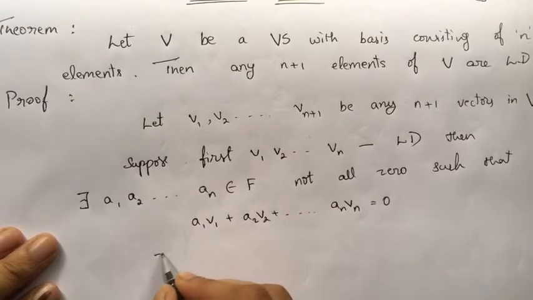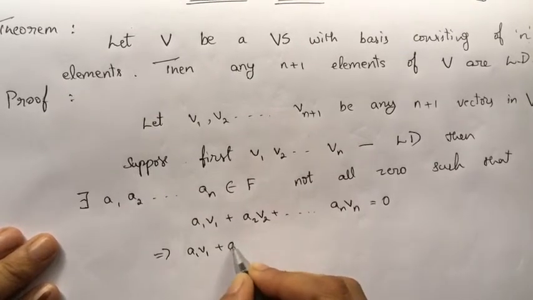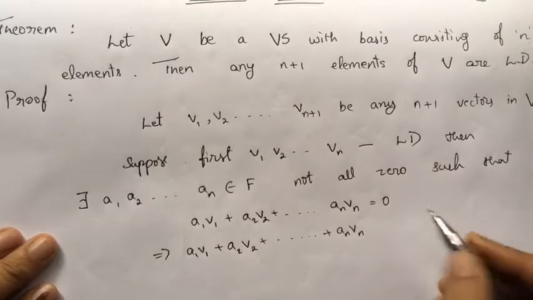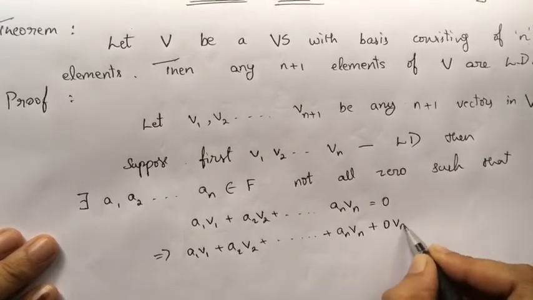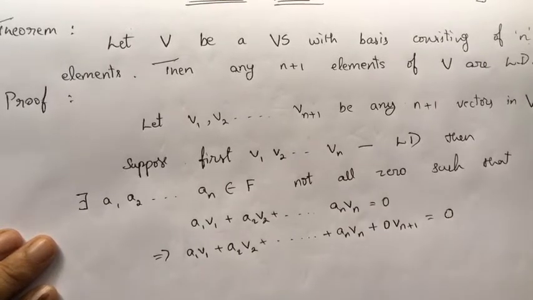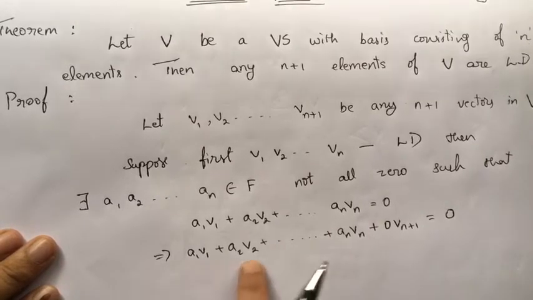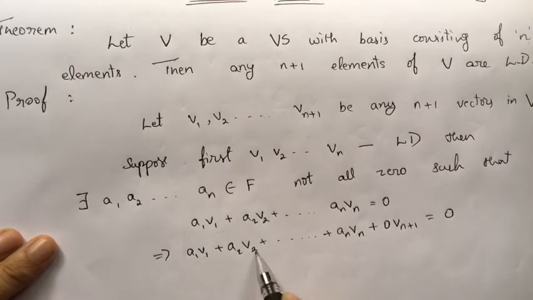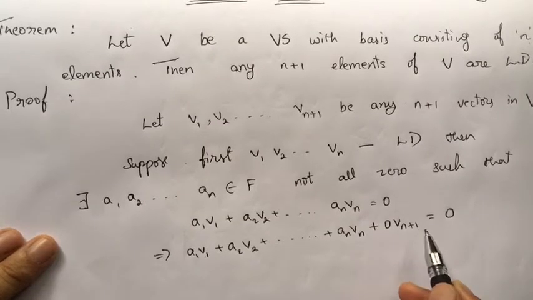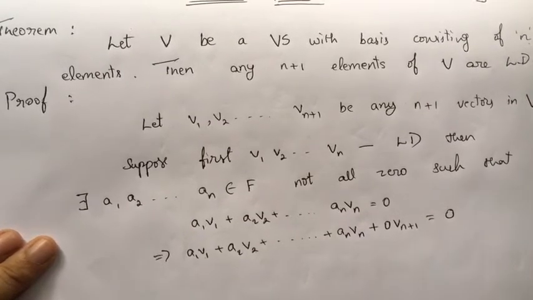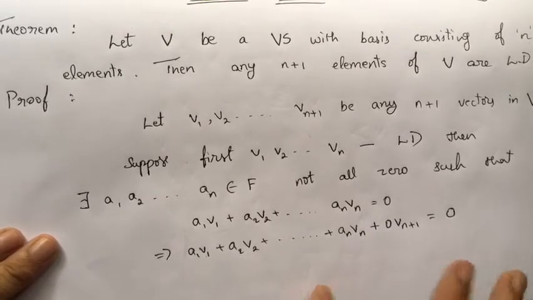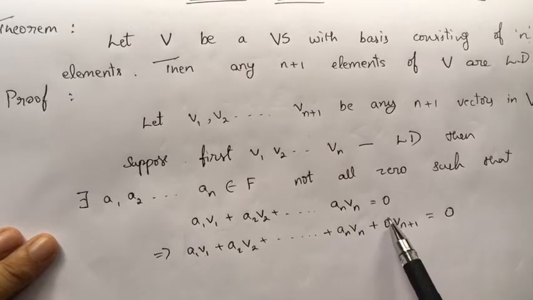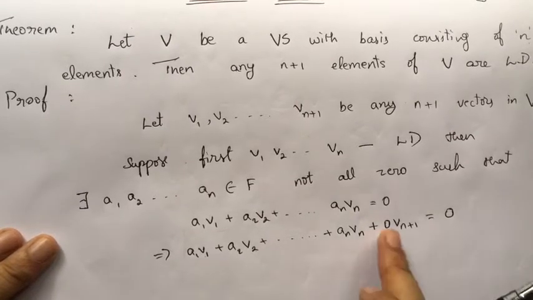So this can be rewritten as a1 v1 plus a2 v2 dash dash dash an vn, and I can even write 0 into vn plus 1, which is equal to 0. Again, here also not all ai's are equal to 0. Hence, what I can say is that v1, v2, v3 dash dash vn plus 1 elements are linearly dependent. See, only if all ai's are equal to 0 are they linearly independent. Here not all are equal to 0, just the n plus 1th scalar, a n plus 1, is 0, only one element is 0.